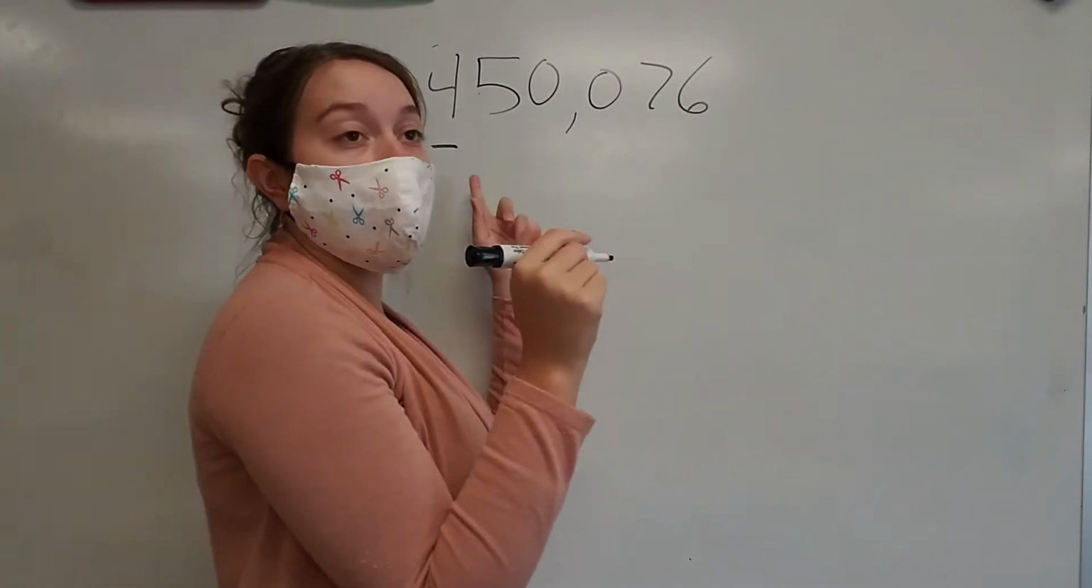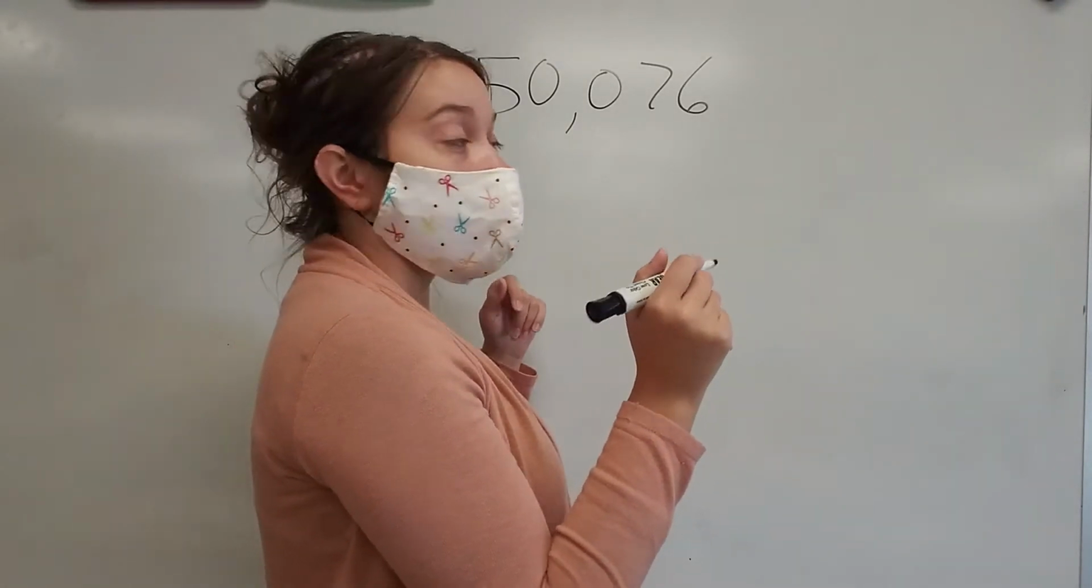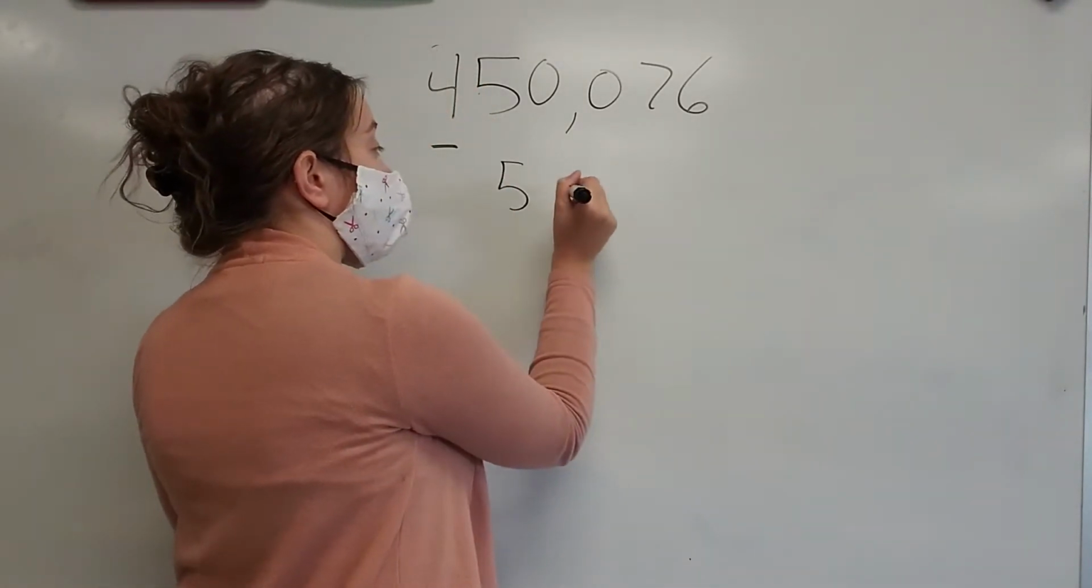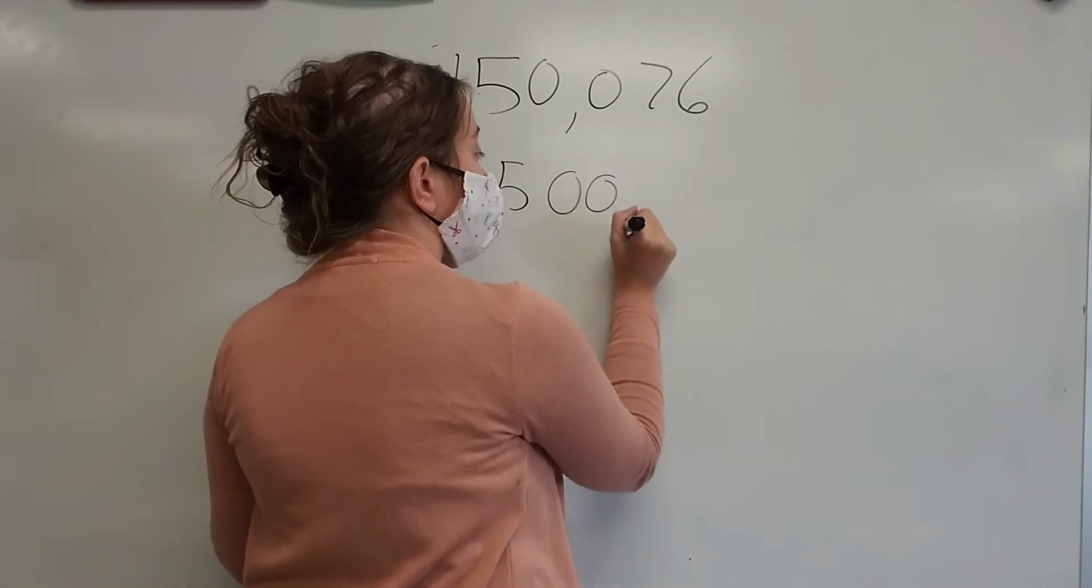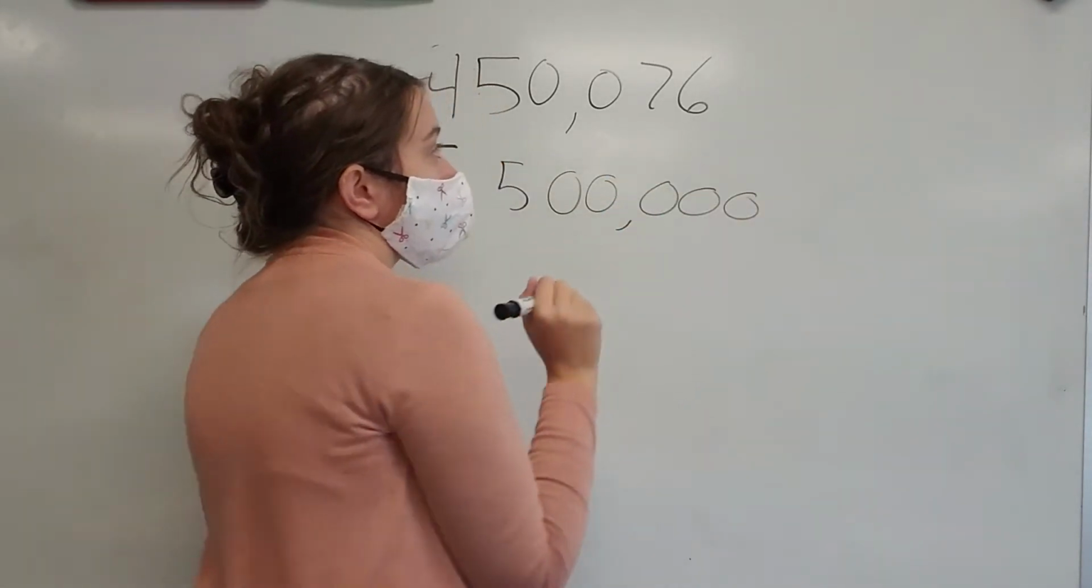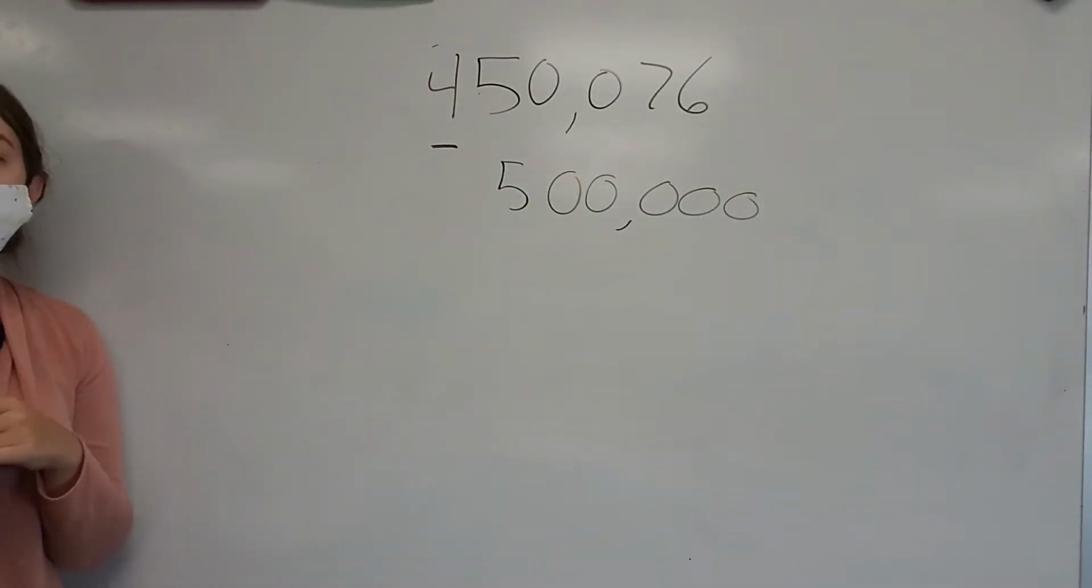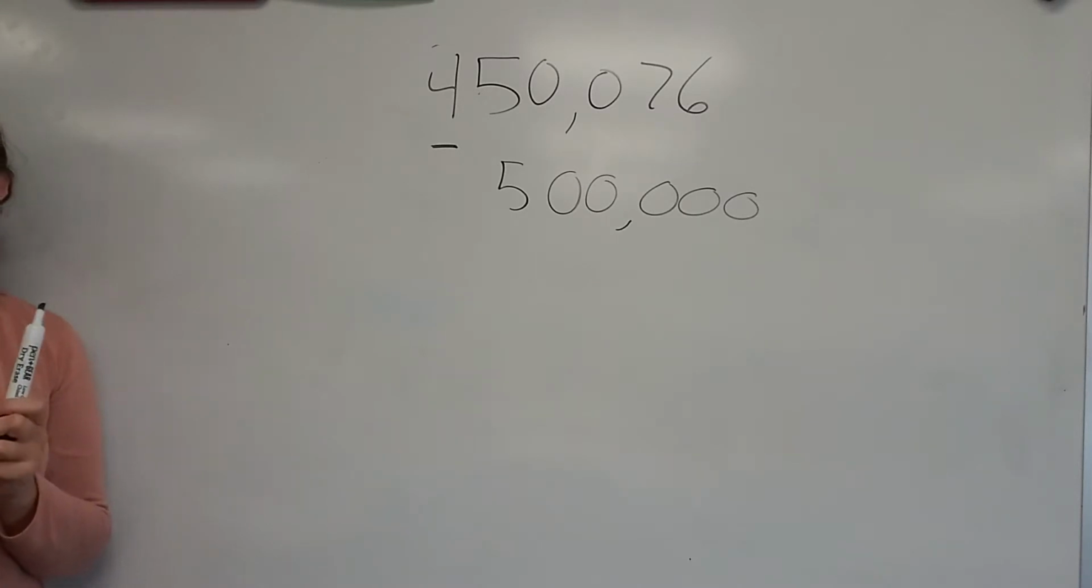So our 4 becomes a 5. And everything after it becomes a 0. Right? So we have 500,000. Does that make sense? Yes.